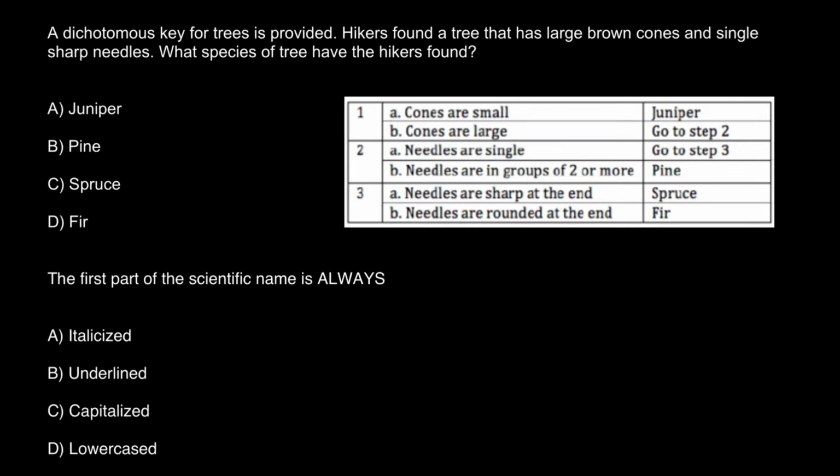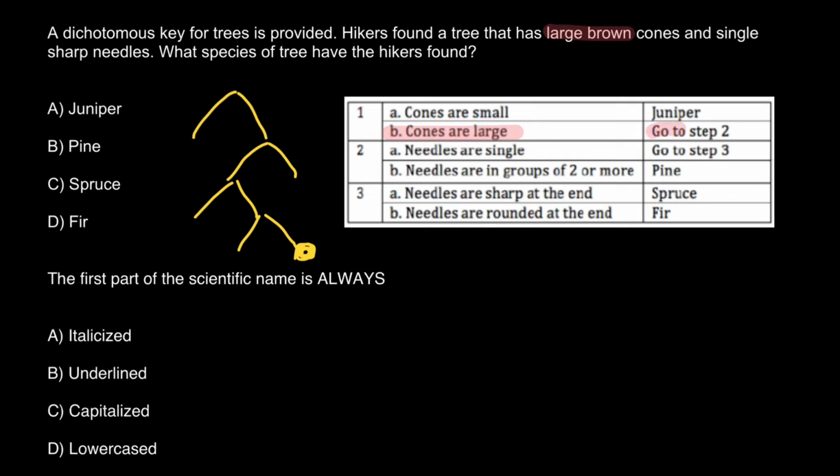A dichotomous key is a series of questions which you have to answer, and as a result you can find the answer to your question, which species it is. For example, the first question gives us two alternative variants. Cones are small, cones are large. And according to what hikers have found, the cones are large and brown. So this is going to be variant B.